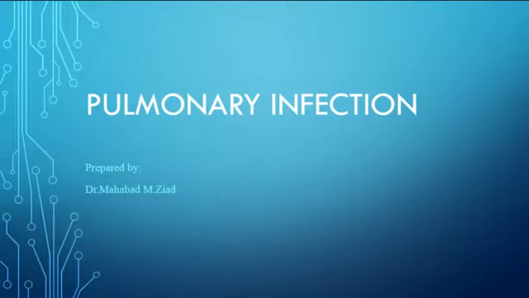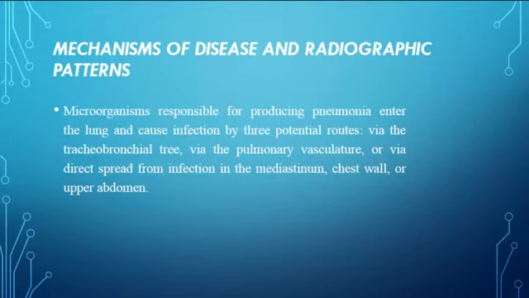Good morning, dear colleagues. Today we will start with pulmonary infection, hoping that we will all benefit from it. So, starting with mechanisms of disease and radiographic patterns. Microorganisms responsible for producing pneumonia enter the lung and cause infection by three potential routes: either via the tracheobronchial tree or pulmonary vasculature, or direct spread from infection in the mediastinum, chest wall, or upper abdomen.